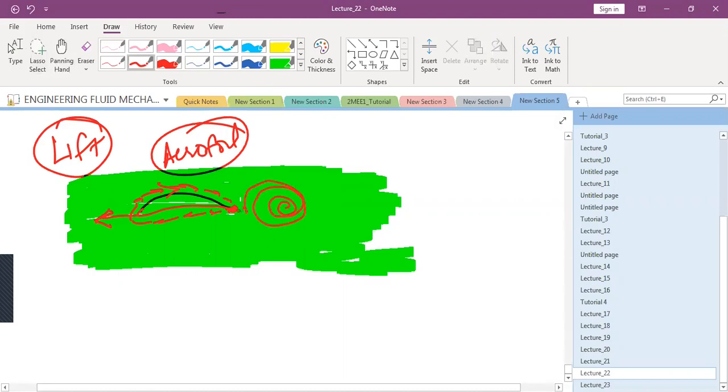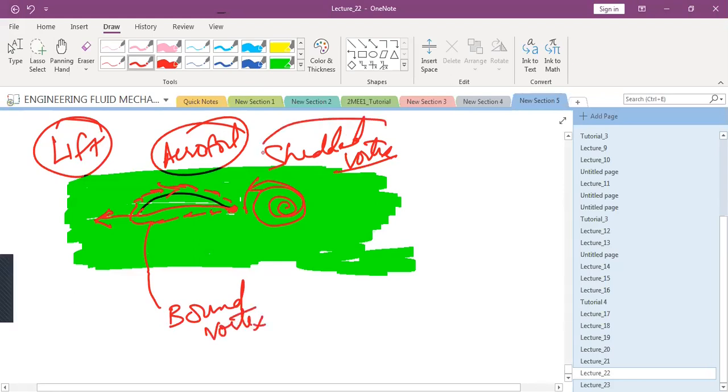So this shed vortex will be in which direction? The vortex which has been shed due to movement will be in the opposite direction, anti-clockwise. This is called the bound vortex, and this is called the shed vortex.